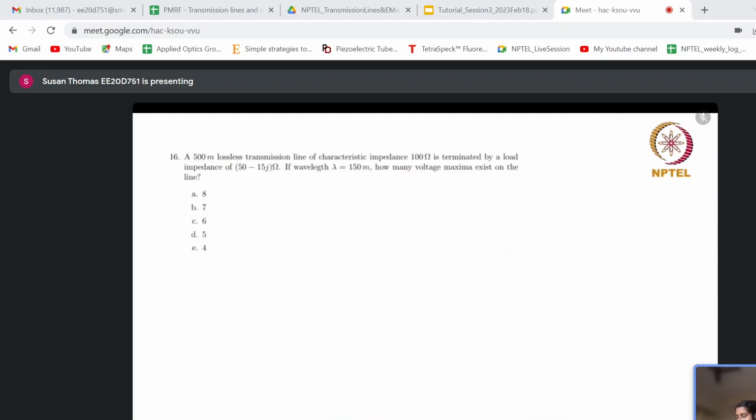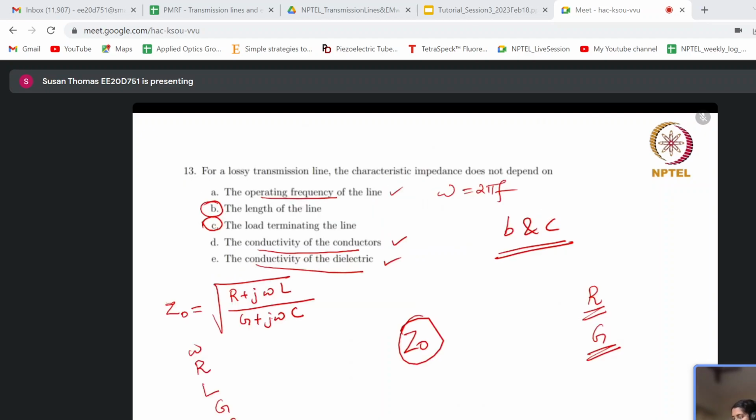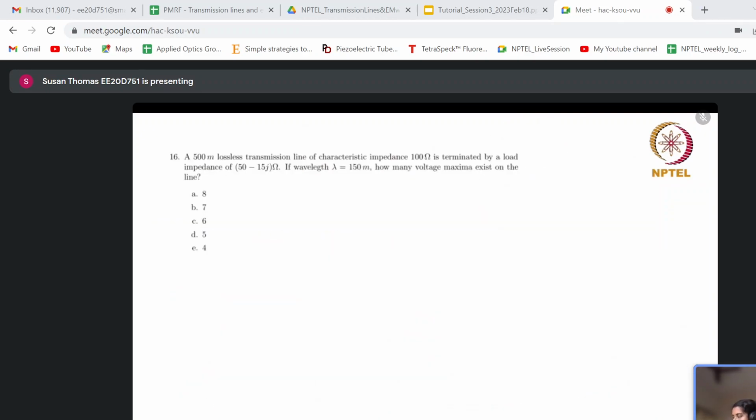Now let's look at one more question. The length of the transmission line is 500 meter. A 500 meter lossless transmission line of characteristic impedance 100 ohm, so Z0 is 100 ohm, is terminated by a load impedance of 50 minus 15j, and lambda is 150 meters. How many voltage maxima exist on the line? Let me write one more point: 500 meter is the length of the transmission line.